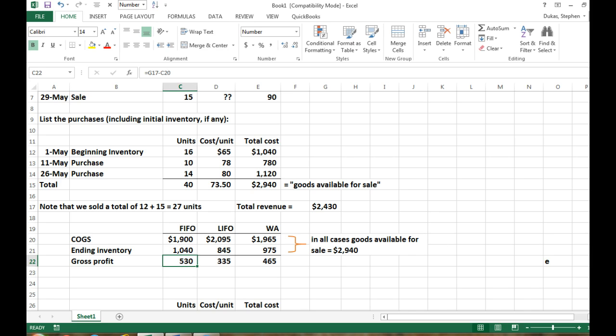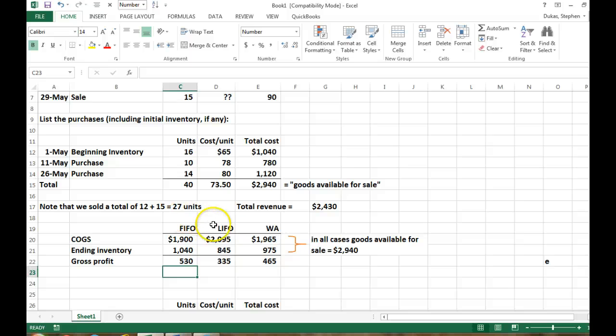Gross profit is equal to our revenue, $2,340, minus our cost of goods sold of $1,900. That's $530. So that's FIFO.